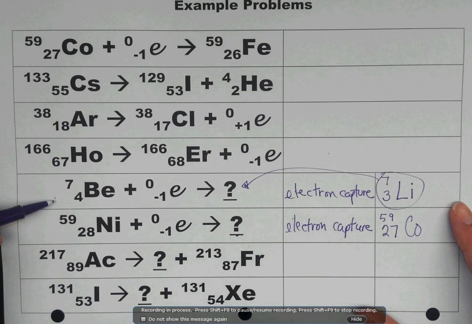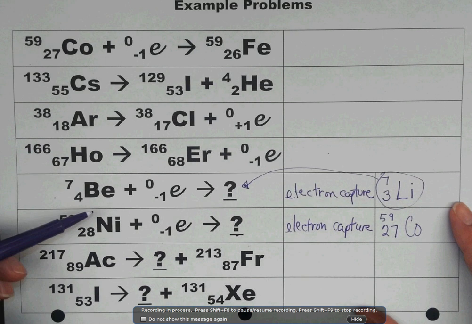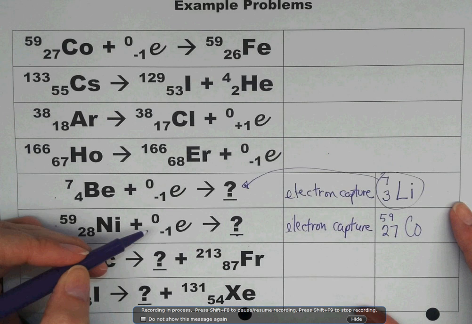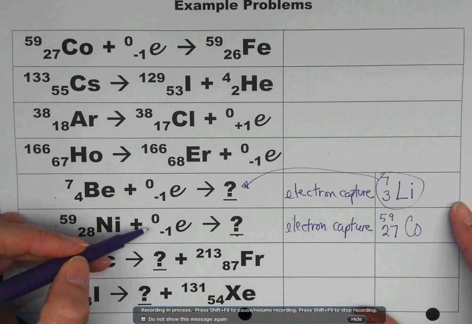So both of these are electron capture. How we pick that out right away is the fact that you had the element plus the electron. Element plus the electron. Those are indications of electron capture.